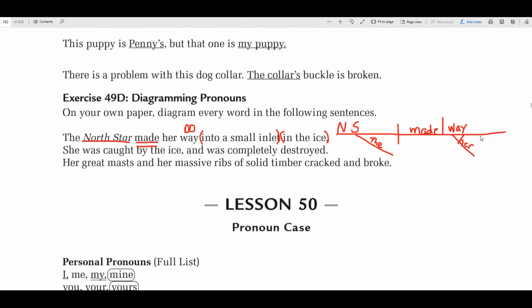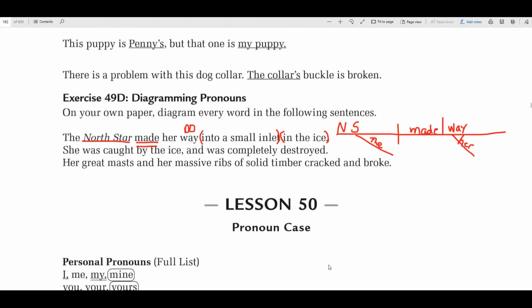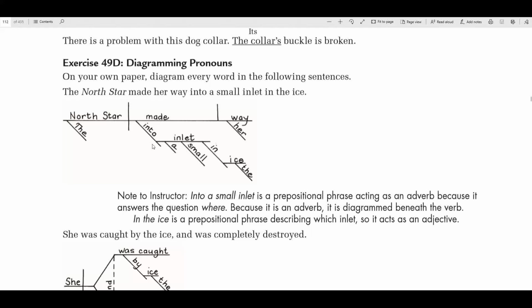Into, I think it would go under here. It'd be into, because you know the made way, oh, made into. Okay. These are the difficult ones, doing those prepositional phrases. So, into a small inlet. Into, and then inlet is the OP, the object of the preposition.